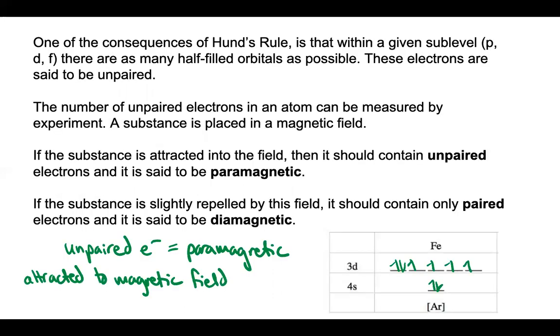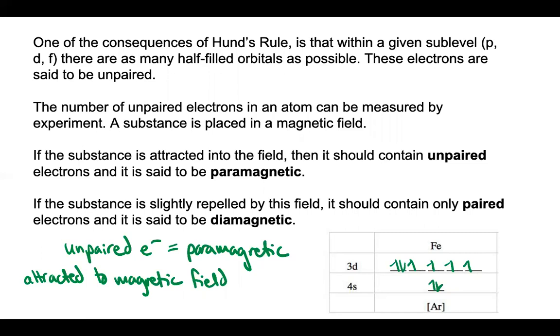So one of the consequences of Hund's rule is that within a given sublevel, so p, d, or f, there are as many half-filled orbitals as possible because our electrons want to be alone. They want to have the farthest spread possible. So these electrons are what we often refer to as unpaired.